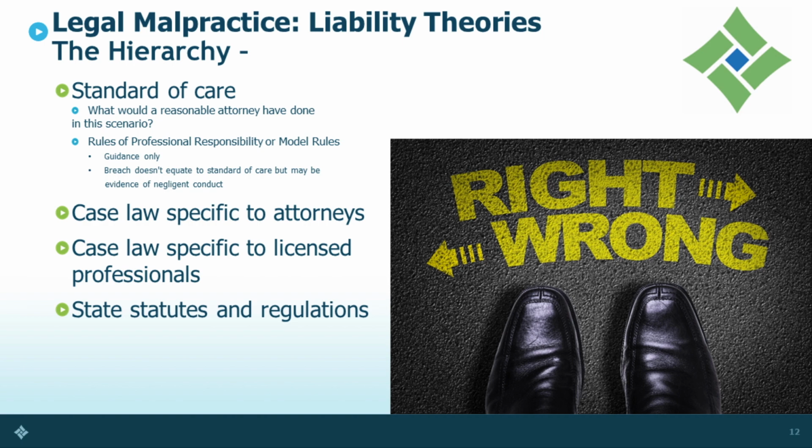We'll start with the standard of care in each jurisdiction, which usually is what would a reasonable attorney in the area have done in this scenario. So that's really the first place you'd want to look.